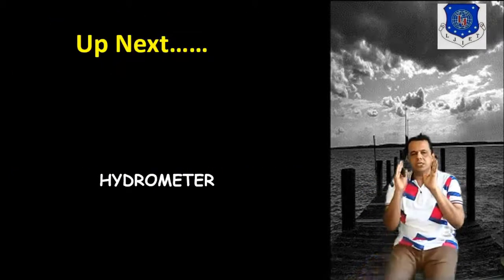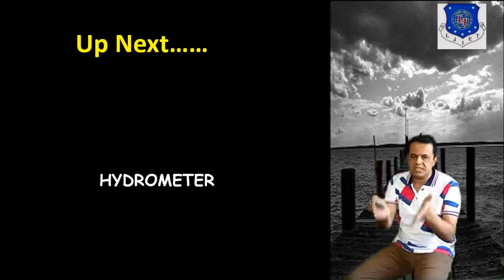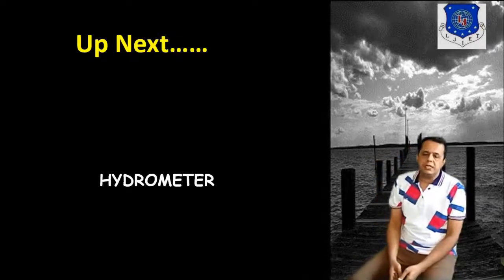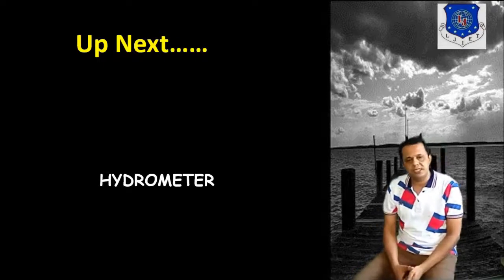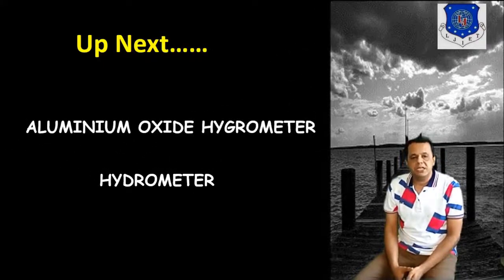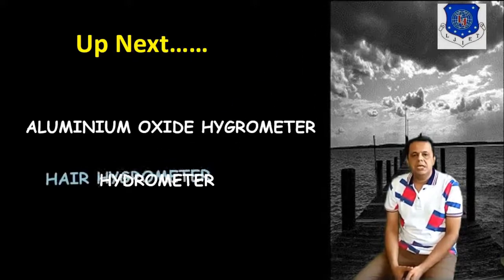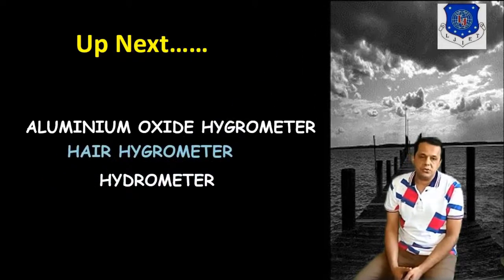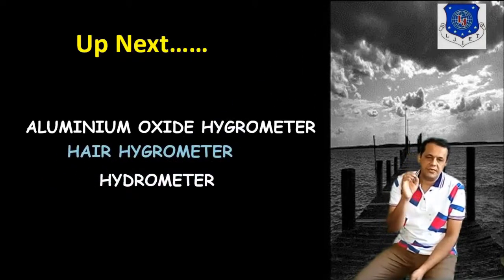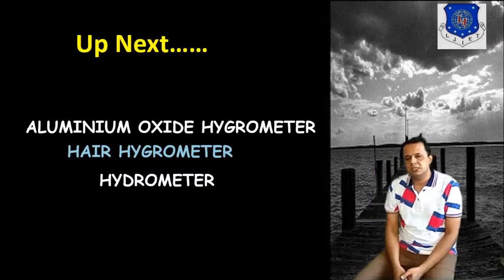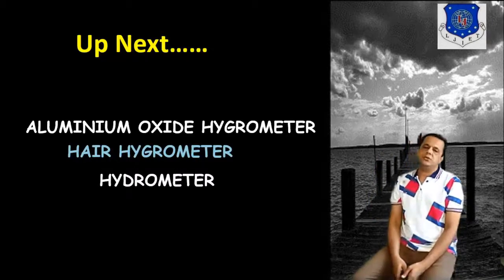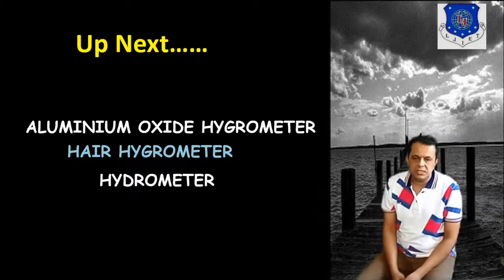Now we have finished some 3-4 types, and in the next session we will have aluminum oxide hygrometers, and the hair hygrometer. This hair hygrometer is a very interesting thing, which was actually invented somewhere around the year 1700. So these 3 things we'll be looking into in our next video session.